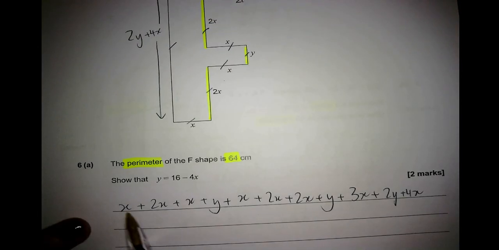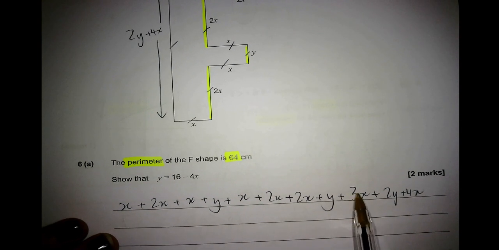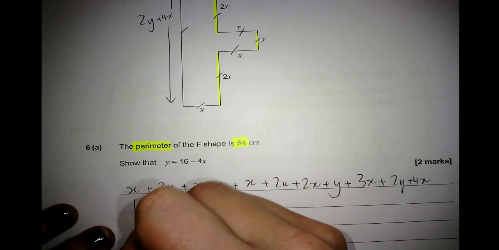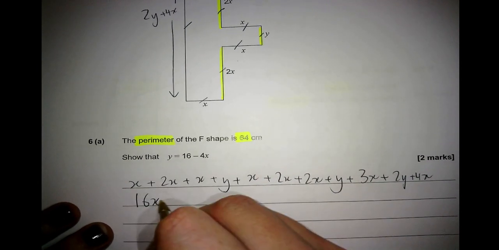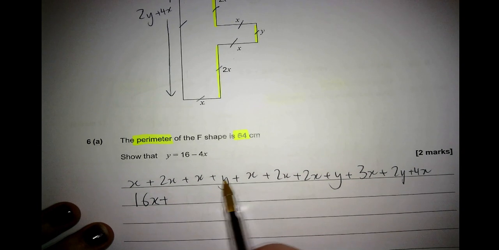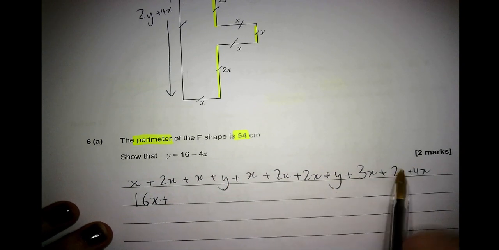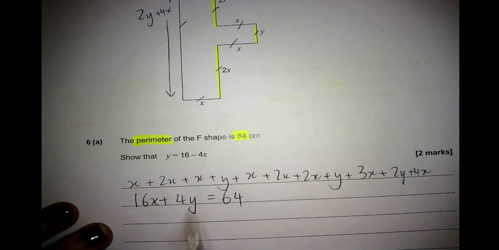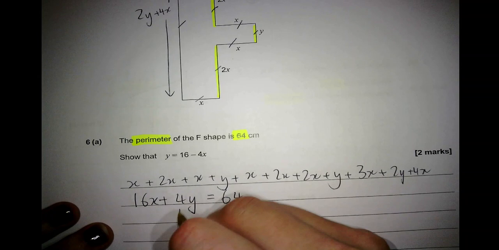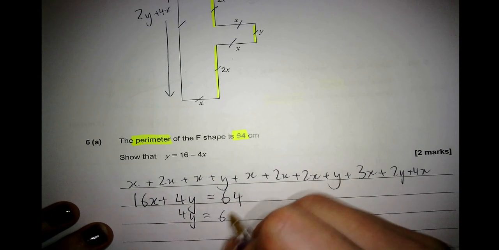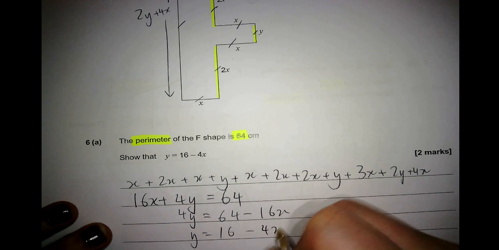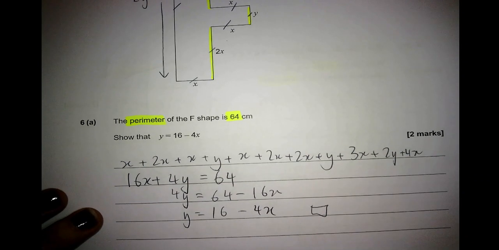Collecting my like terms, I've got 1, 2, 3, 4, 5, 6, 7, 8, 9, 10, 11, 12, 13, 14, 15, 16 lots of x plus 1, 2, 3, 4 lots of y, and that must be equal to 64. You can see they've made y the subject, so 4y is 64 minus 16x, so y is 16 minus 4x, which is the thing they asked for.